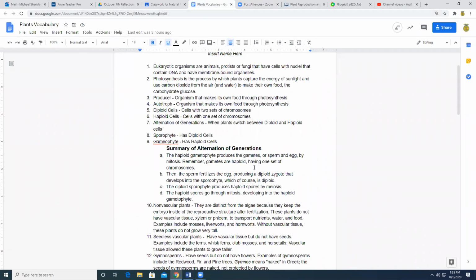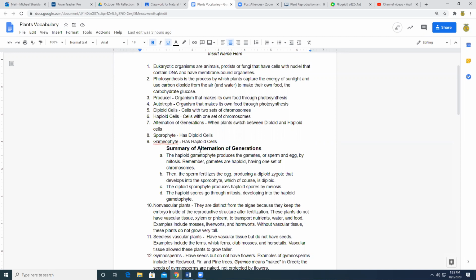But the summary of alternation of generations. So the haploid gametophyte, okay? So we're talking about the gametophyte. We're switching between diploid cells, which have 2 sets of chromosomes, and haploid cells, which only have 1. Our haploid cell is a sexual reproduction cell, okay? So we're talking about sperm and eggs.